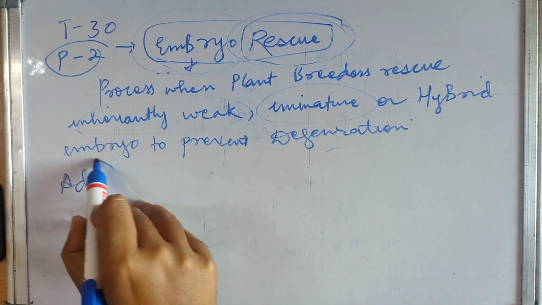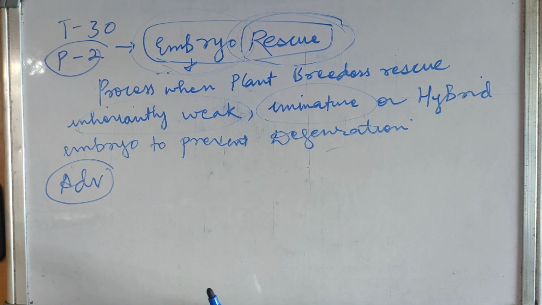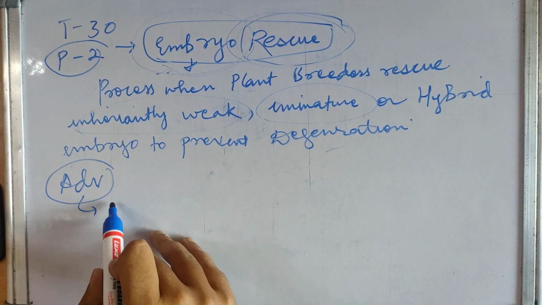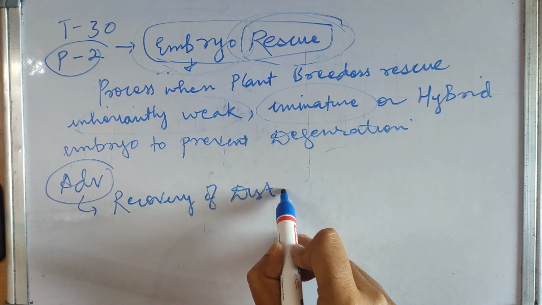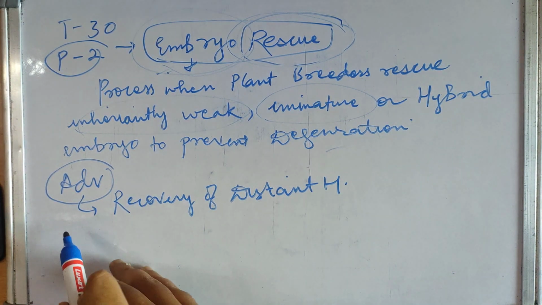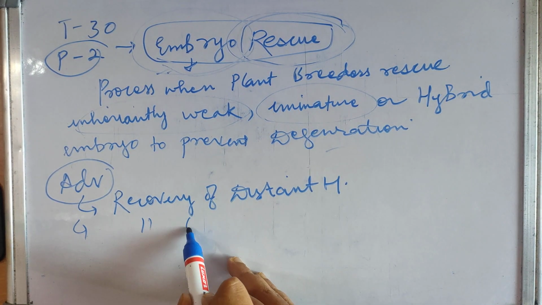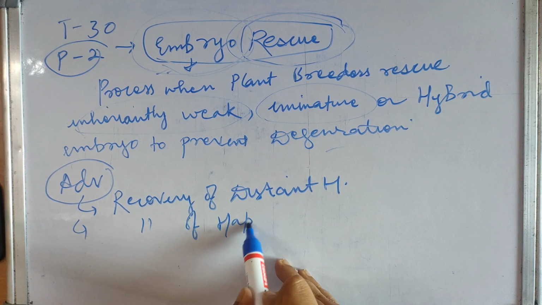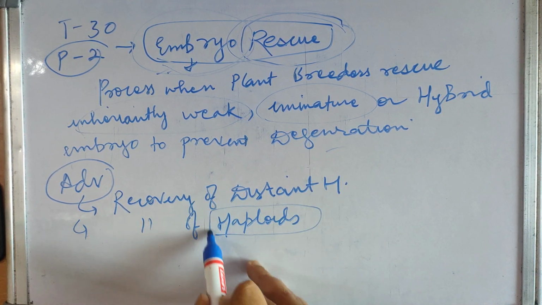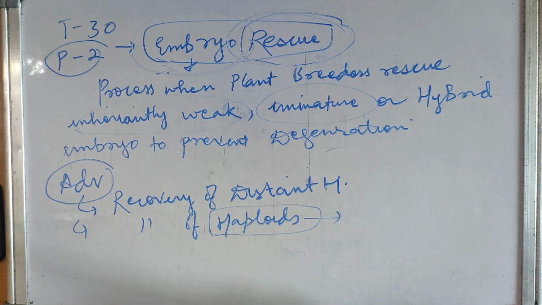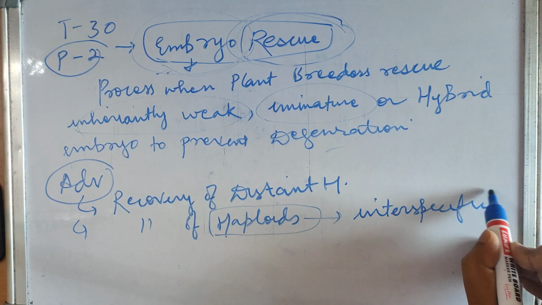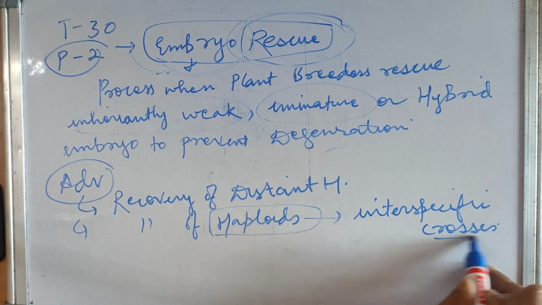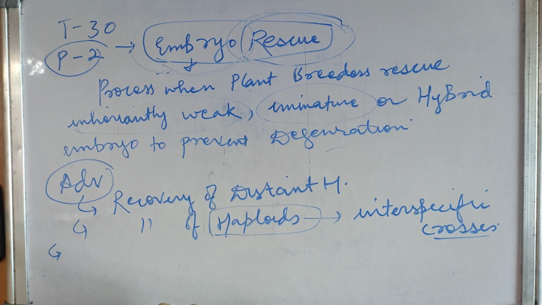Now what are the advantages of embryo rescue? First of all, as we will do rescue, it will help in the recovery of distant hybrids. It can also help in recovery of haploids. So haploids need to be recovered in interspecific crosses, because during interspecific crosses there are chances that the embryo will not develop fully, so we need to rescue here.